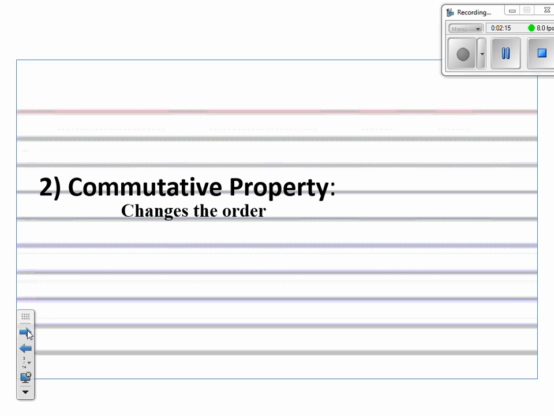The second property we want to look at is the commutative property. This changes the order the numbers are written in. So again, for addition, and then we'll look at one for multiplication. This time I'm going to use variables instead of numbers. It's the same idea. This is saying that when you add two numbers, if you take a plus b, you get the same value as if you take b plus a.